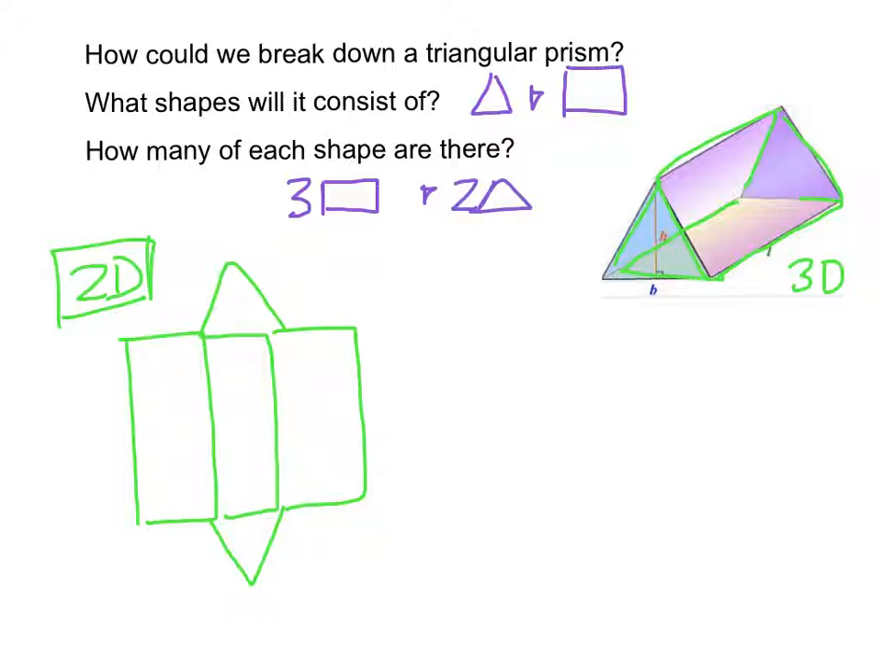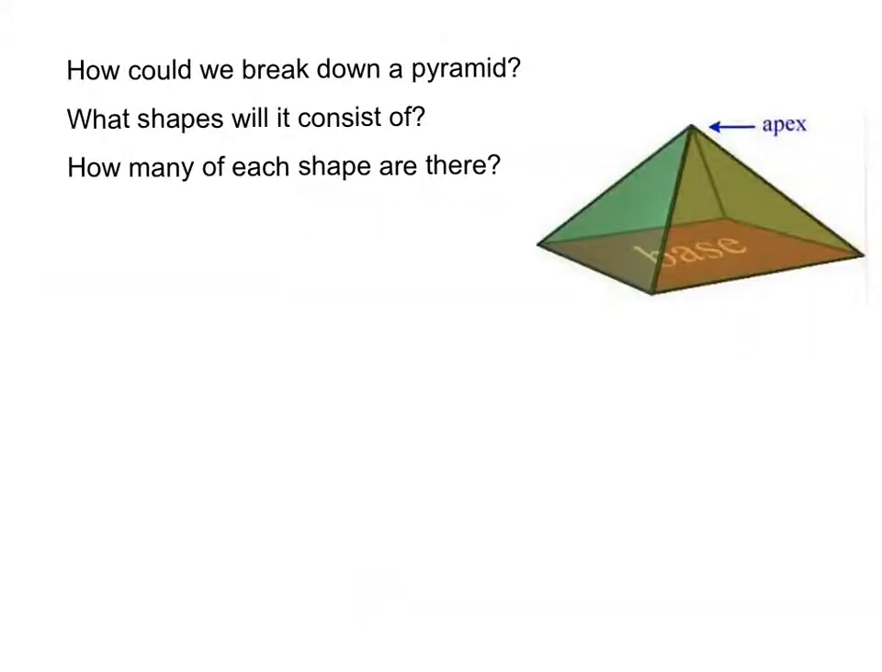And so if we're going to find the surface area of this shape, we would find the surface area of our 3 rectangles, and then we would also find the area of our 2 triangles and add them together. Next, we have our pyramid. I hope you have this slide completed, and I'm just checking your answers.